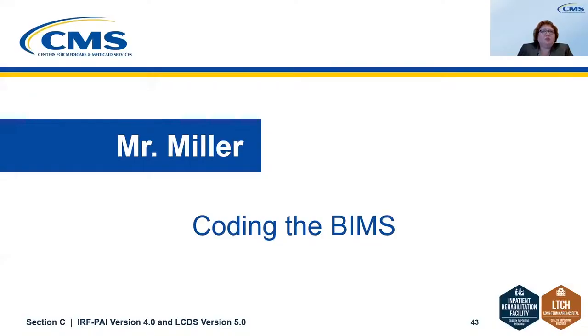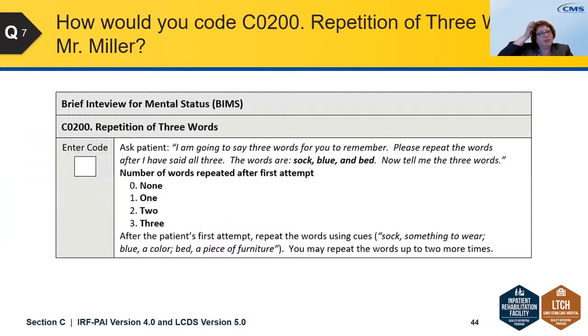Okie doke. So we'll start with coding the BIMS for Mr. Miller. So how would you code C0200, repetition of 3 words, for Mr. Miller? Would you use code 0, none, 1, 2, or 3? I'll give you a few seconds to think about that response. Or if you coded it, just put it in the polling and be all set.